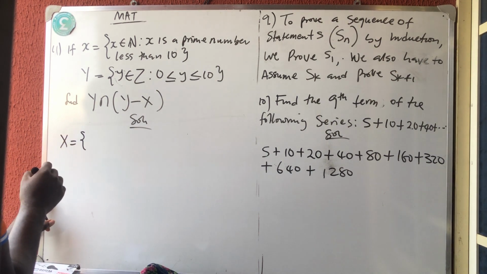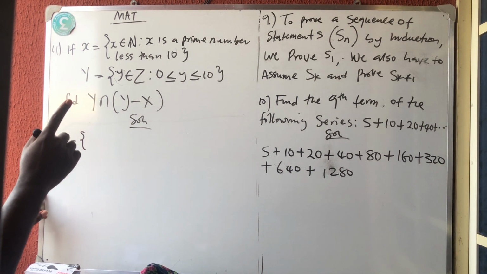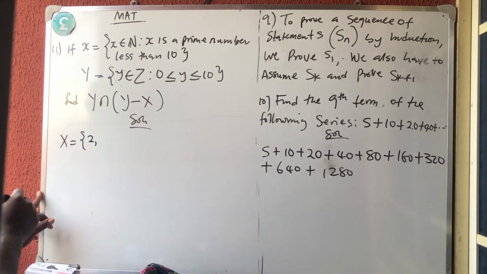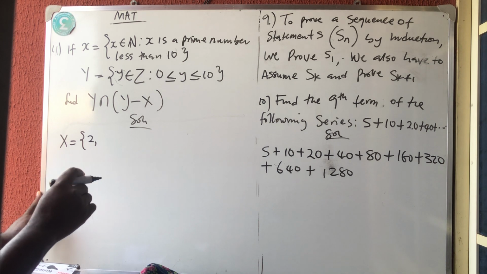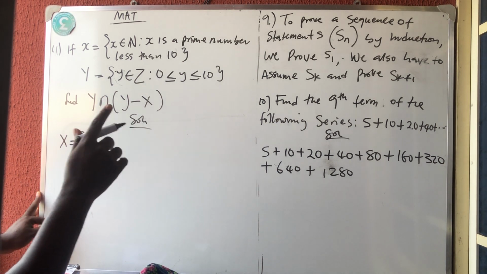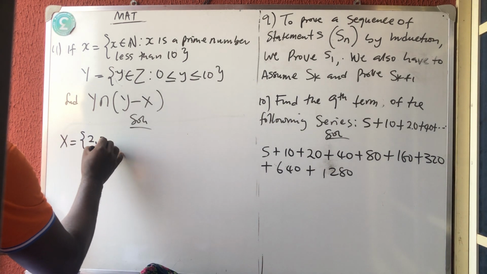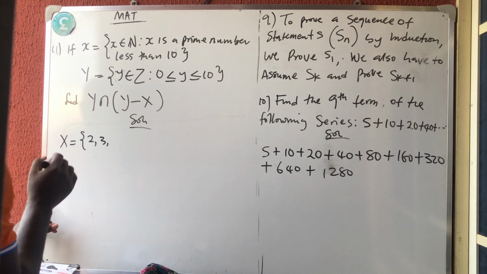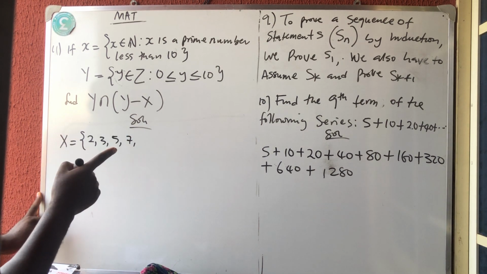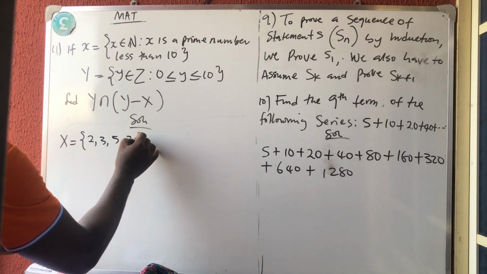X is a set of all prime numbers that are less than 10. 1 is not a prime number, so 2 is a prime number. Remember, prime numbers are numbers that can only be divided by itself and 1. But 1 is not a prime number. So 3, 4, 2 can divide 4, so 4 is not there. 5, 7, is 9 a prime number? No. 3 can divide 9, so 9 is not a prime number.